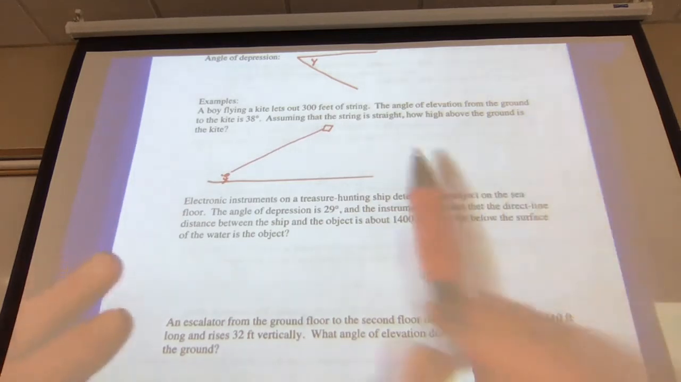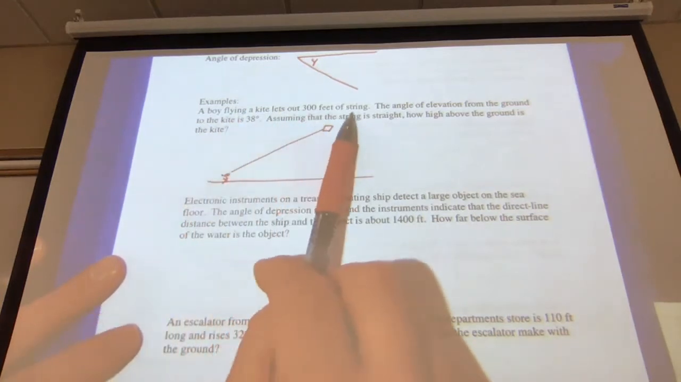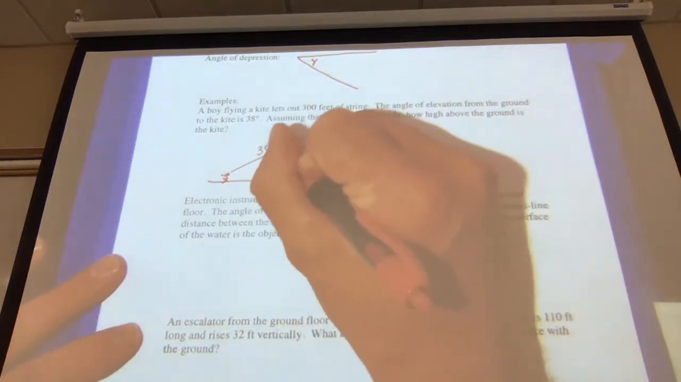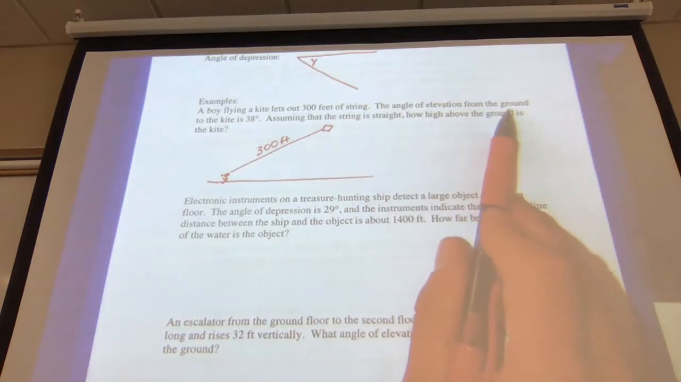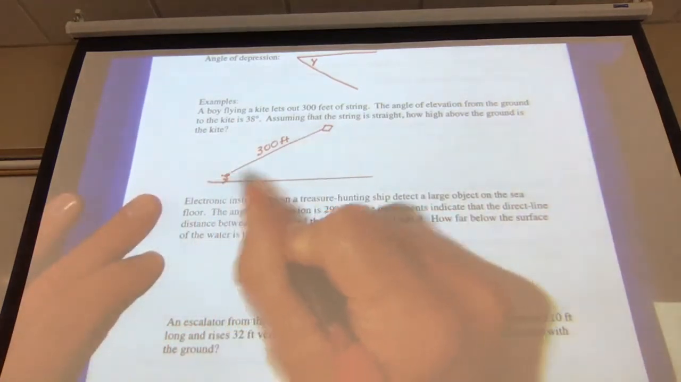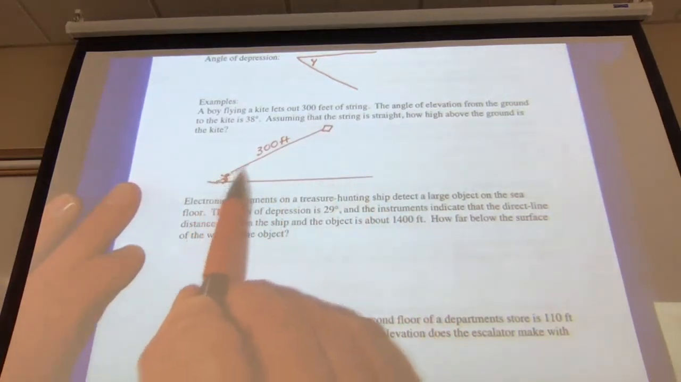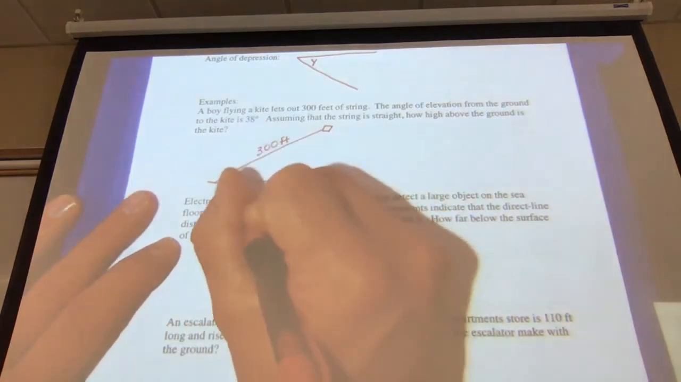And now we can start to put in the parts. It says the boy lets out 300 feet of string on the kite. Here's the string for your kite. This is going to be 300 feet. And it says the angle of elevation from the ground to the kite is 38 degrees. Well, here's your ground, and then here's the kite coming up like this. So you do have an angle of elevation. You got your horizontal line with a line going up. That makes this the angle of elevation, which is going to be 38 degrees.